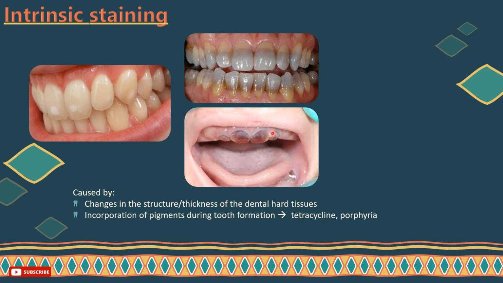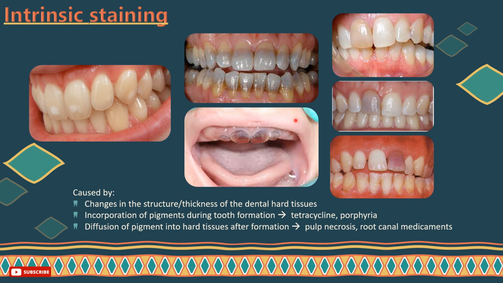A third cause is diffusion of pigments into the hard tissues of the tooth after complete formation, like in case of pulp necrosis. It leads to gray or yellow stain, mostly in the central incisors due to trauma. Also, the placement of intracanal root medications can lead to gray discoloration of the tooth.